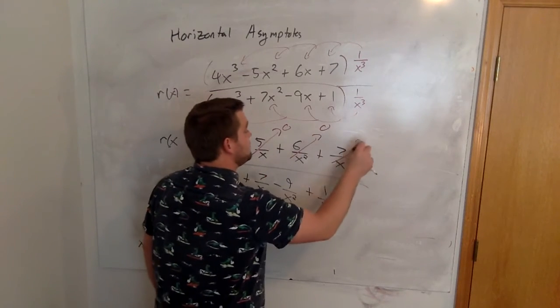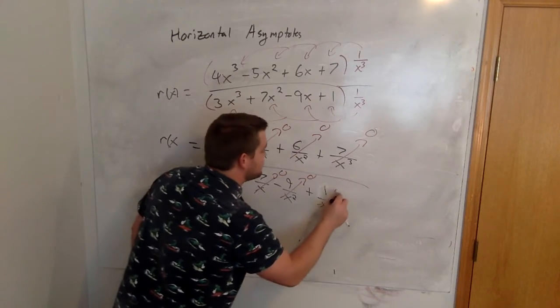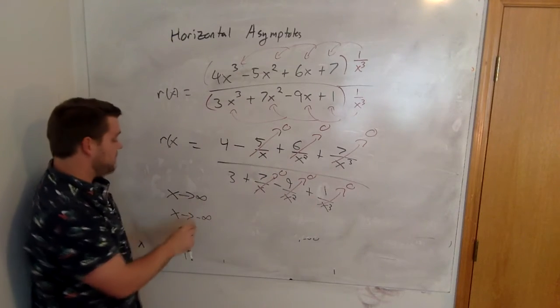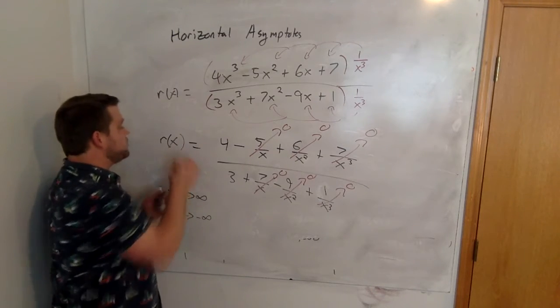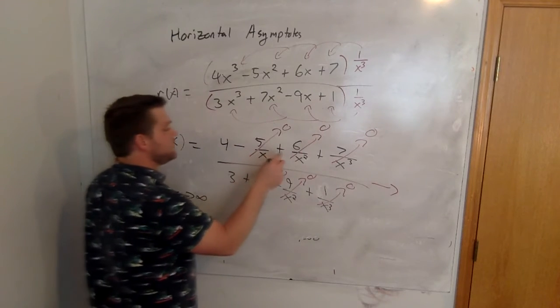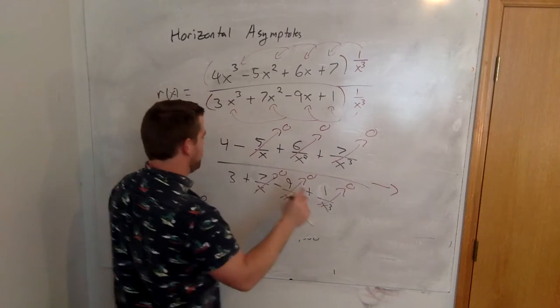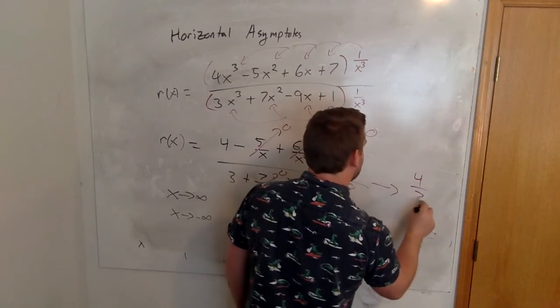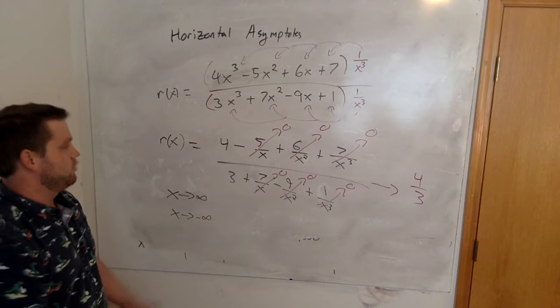All these pieces here are going to be getting closer to 0 as x gets really large from the positive or negative direction. So as x is getting really, really, really large, this function is just approaching 4 minus 0 plus 0 plus 0, over 3 plus 0 minus 0 plus 0. We're just going to be getting closer to 4/3. There's a little bit more thorough of an example or of a reasoning.